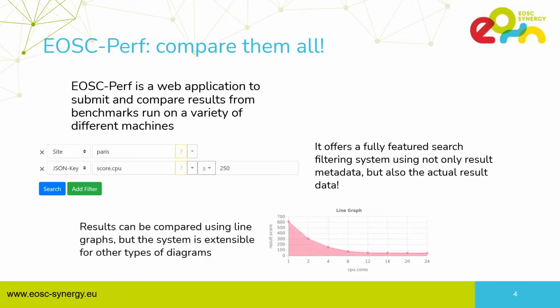Once the user has filtered down the list of results to a more manageable amount, they can visually compare them using various types of diagrams. For example, users could plot the result on a line graph using a linear or logarithmic scale to visualize the performance per core of each CPU or the speed up from adding more processing cores in specific types of tasks. Currently, only line graphs are supported, but the system is extensible, so this can be expanded in the future.